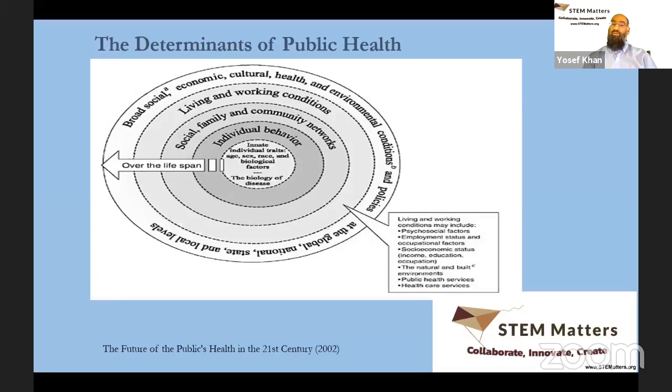We then move into the next circle of social, family, and community networks. These play a huge role in terms of the general health of an individual. Research has shown that individuals who are well connected with their family members, with their society, have healthier outcomes. One's living and working conditions also play an important role. If one is living and working in good, healthy conditions, that's going to affect their overall mental state and their health. And then there's broad social, economic, culture, and health contexts as well.